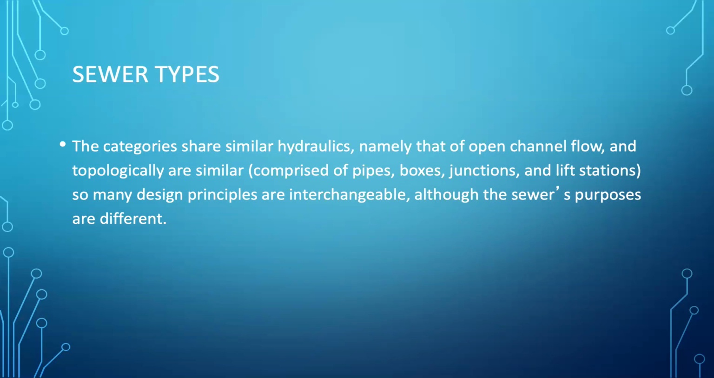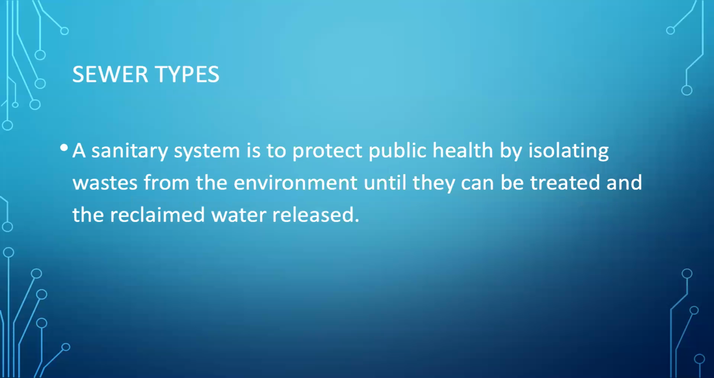sanitary sewage. The main difference between storm and sanitary is the solids content and the fact that sanitary sewage has pathogens in it that are contributed by the various kidneys and colons along the way. They're topologically similar. They're comprised of pipes, boxes, junctions, lift stations, weirs, and various other features. And many of the design principles are interchangeable, although the sewer's ultimate purposes are strictly quite different. So the purpose of a sanitary system is to protect public health by isolating wastes from the environment until they can be treated and the reclaimed water released.